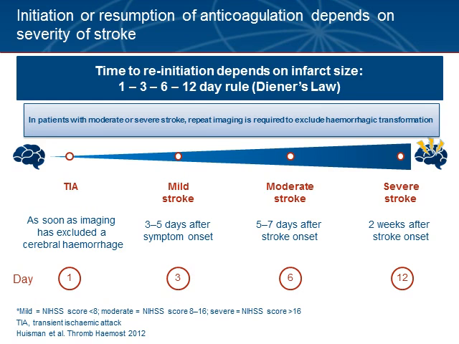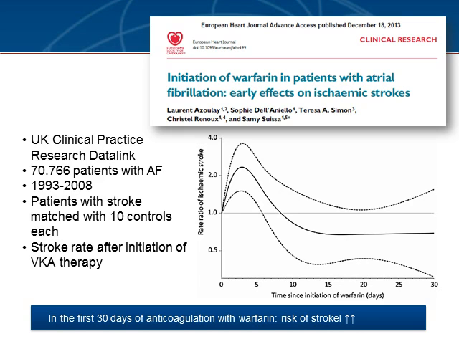One important point here, maybe less known, is that therapy with warfarin in primary or secondary prevention is accompanied by increased risk of stroke in the first 30 days. It was very elegantly shown in this paper published by Laurent Azoulay in the European Heart Journal 2 years before. So this is another reason for which I prefer NOAC to warfarin in patients with secondary prevention.